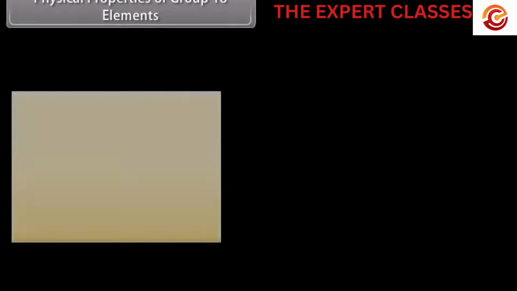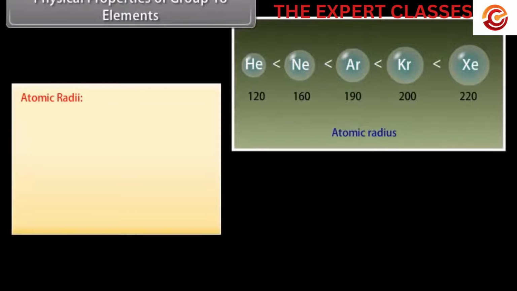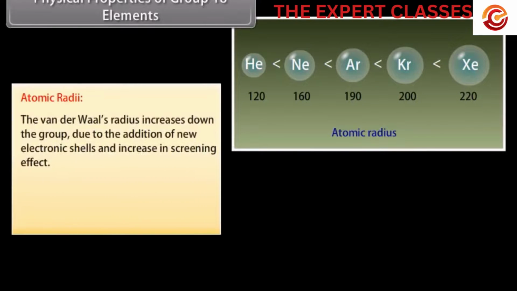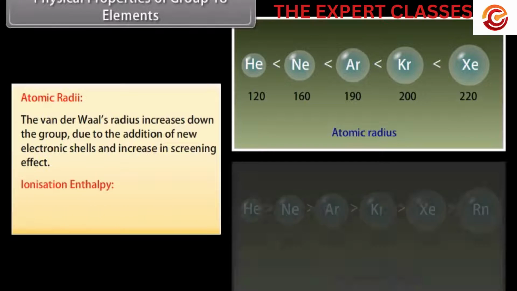Physical properties of group 18 elements. Atomic radii. In noble gases, the atomic radii correspond to van der Waals radii. As we go down the group, the van der Waals radius increases due to the addition of new electronic shells and increase in screening effect.